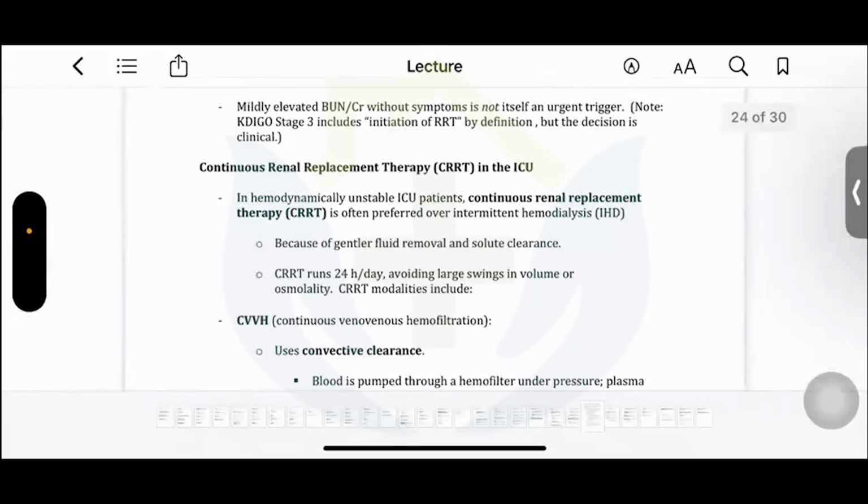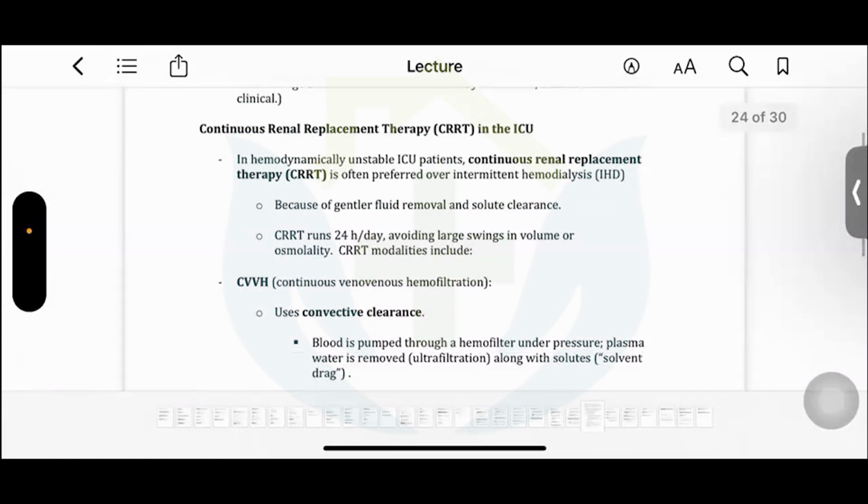So nowadays, in all intensive care exams, they are basically focusing on continuous renal replacement in ICU. Whenever a patient is hemodynamically unstable, we prefer CRRT over all types of intermittent hemodialysis because of gentler fluid removal, and CRRT will run 24 hours a day, avoiding large volume swings, leading to minimal blood pressure changes.